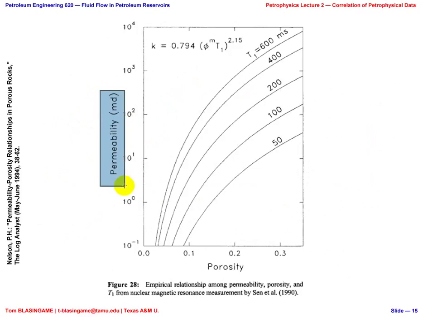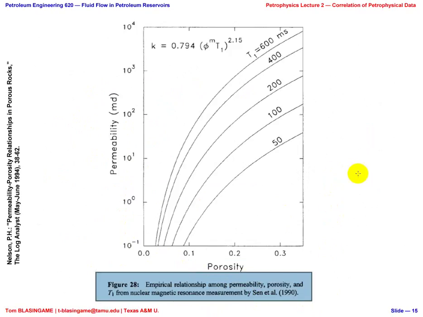And then this is an interesting plot because it's 1994. Here's permeability, here's porosity, and this is an empirical relationship for nuclear magnetic resonance devices. Okay, so what they've done is they've correlated the porosity and the permeability with one of the indicators that you get out of a nuclear magnetic resonance device, which is the T1, which is the spin time.